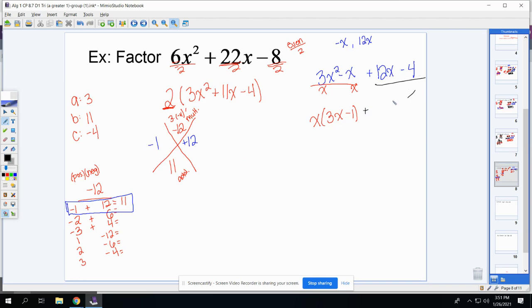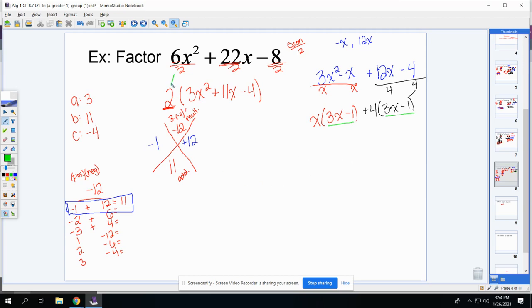We're hoping to get the same thing on the other side. So 12x and 4. Well, we know we can't take out an x, but 4 does in fact go into 12. So we can take out a 4 from both of these. And this is going to leave us with 3x minus 1 again. All right, now that you see that these parentheses are the same, all we have left to do is combine those parentheses.